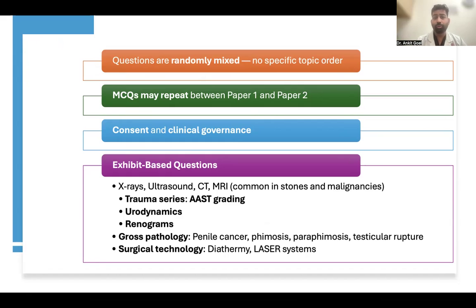You can have a lot of image-based questions as well. You can have images from malignancies, trauma, urodynamics, renograms. Sometimes gross pictures of phimosis or testicular injuries, or lasers, or even a picture of a resume. There can be a lot of concepts or clinical scenarios with a picture associated with them to reach the right answer from the options.